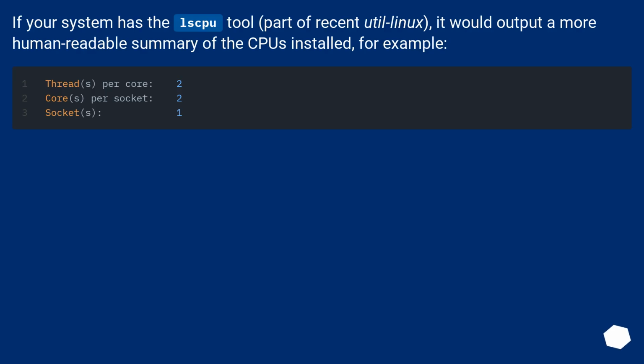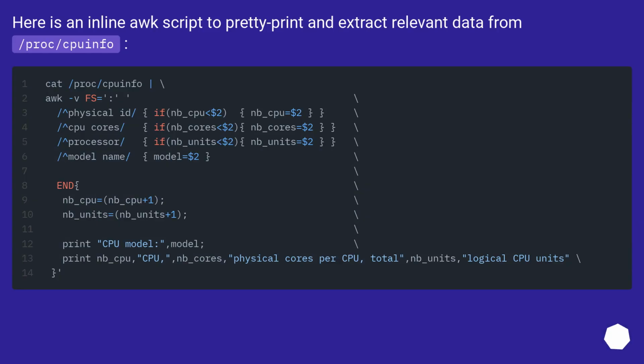If your system has the lscpu tool, part of recent util-linux, it would output a more human-readable summary of the CPUs installed. For example, here is an inline awk script to pretty print and extract relevant data from /proc/cpuinfo.